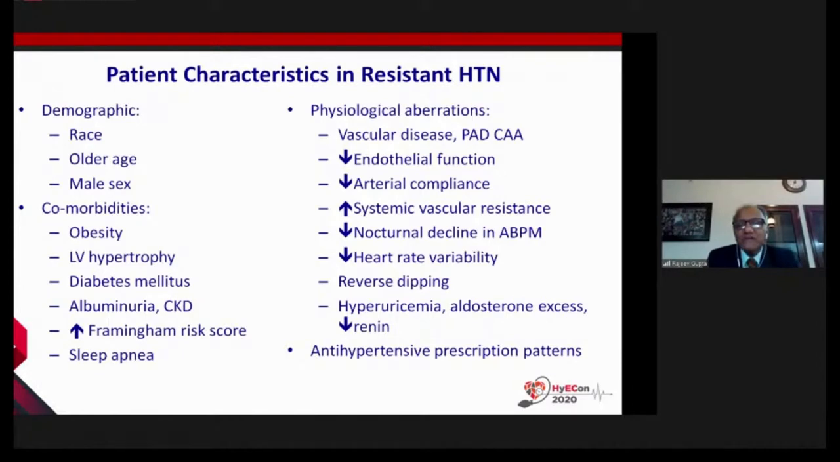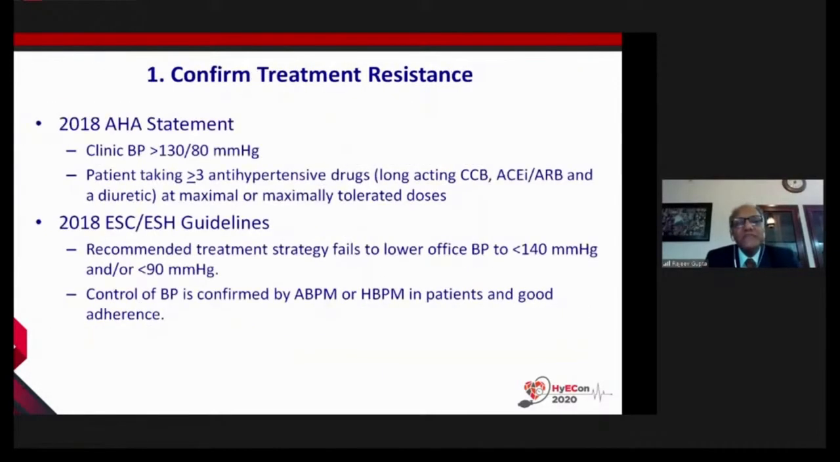There is a decreased nocturnal decline in ABPM and lower heart rate variability. Reverse dipping means they do not have dipping at night; instead there is an increase in blood pressure at night or in the early morning hours. Again, a very important characteristic.